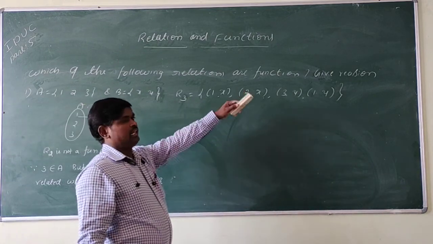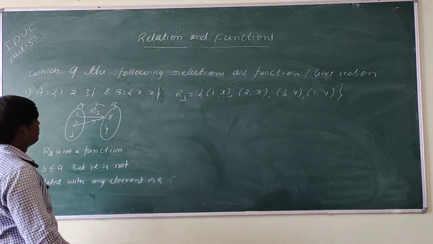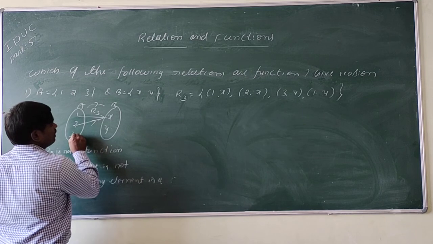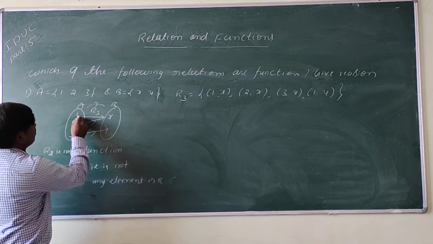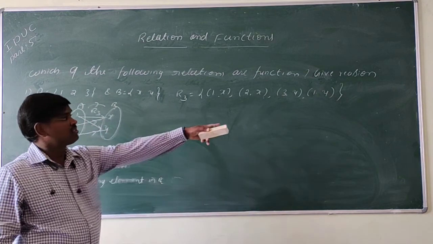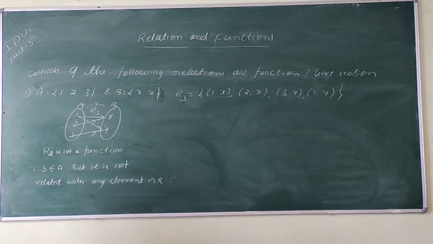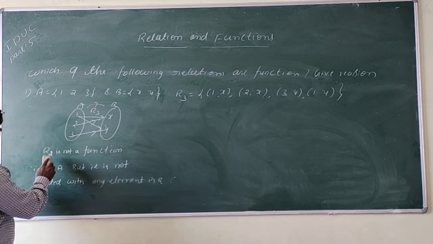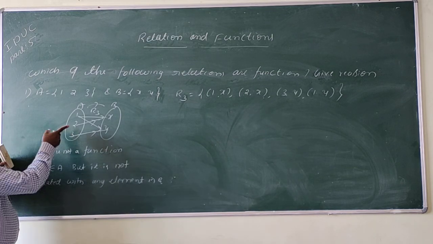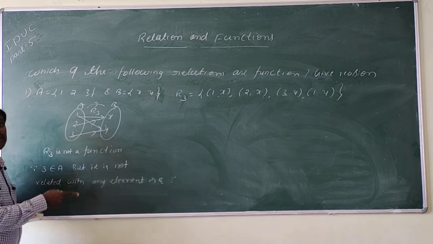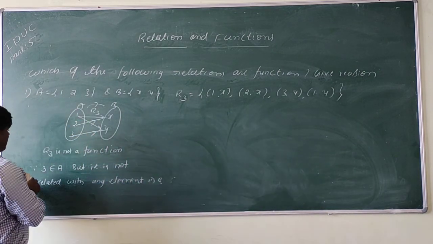Okay. So 2 is related with x. Yes, the element 2 is related with x. So 3 is related with y. And 1 is related with y. So see here, 1 is related with y. So whether the relation R3 is a function or not? Yes. So R3 is not a function, because see here, the element 1 is related with two elements of set B. So therefore it is not a function.